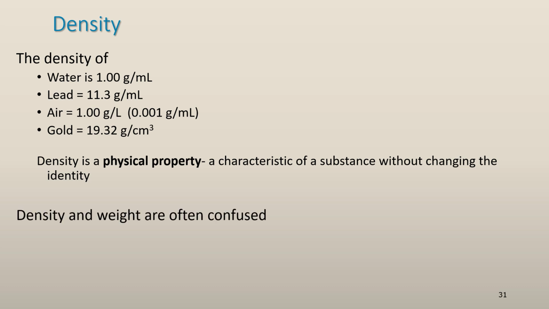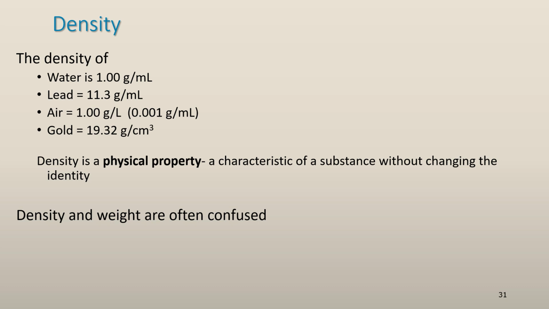Density and weight are often confused. Let me give you an example. Someone might just say, oh, gold weighs so much. Well, it really depends on how much you have. So density has to do with amounts. If I asked you, for example, which is heavier, a pound of feathers or a pound of lead? Well, if you think about it, they're both a pound, and so they weigh the same. That would be weight.